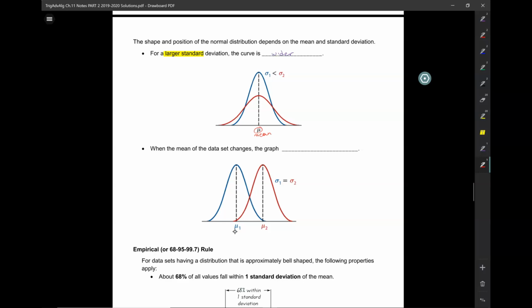However, one of them, the red, has a larger standard deviation, which means the data values are further apart. So if the red was our test scores, you've got a lot more further away from the mean. And how could you tell that they have the same mean? Because their peaks are on the same line.